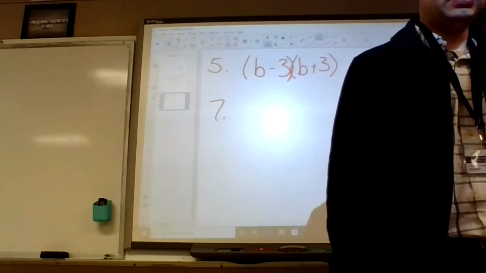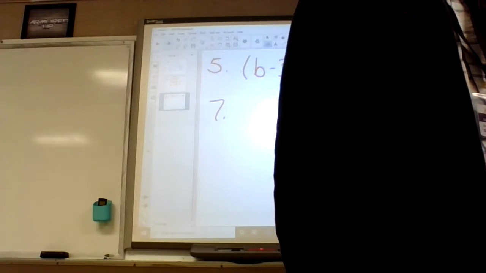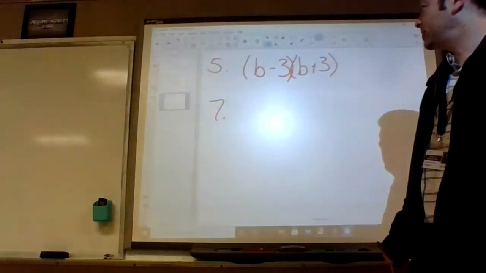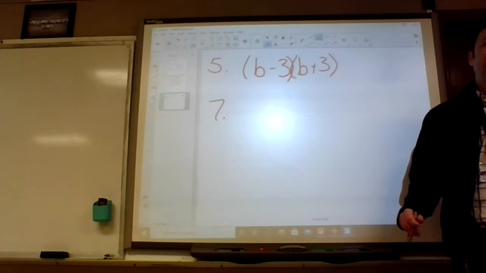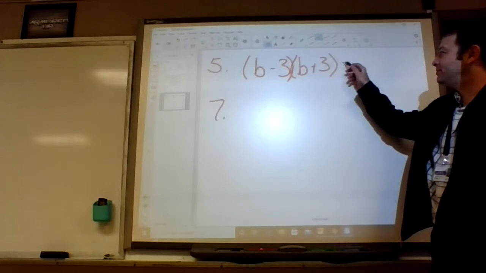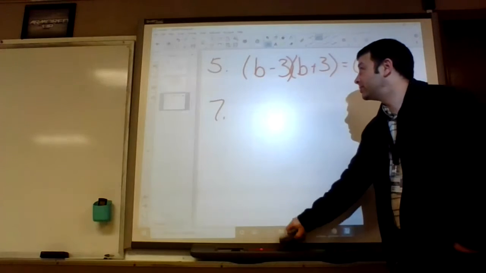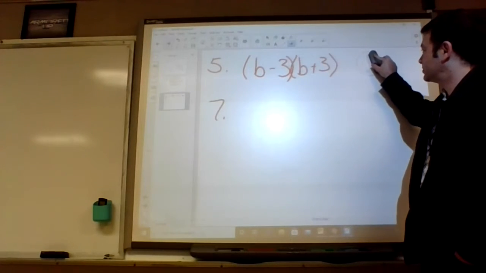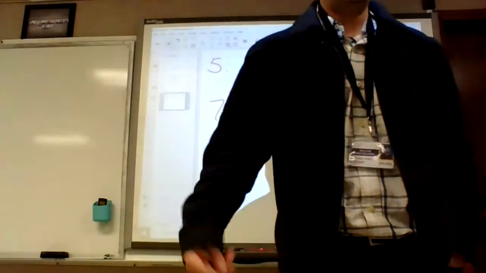Number 7. We don't have to put the answers as negative 3 and plus 3. Why are we not putting b equals 3 and negative 3? Because that's solving it. Because it's not an equation, b could be anything. If it was equal to 0, then we know what b has to be. But if it's not an equation, we can't solve it. So later on we'll be solving it.